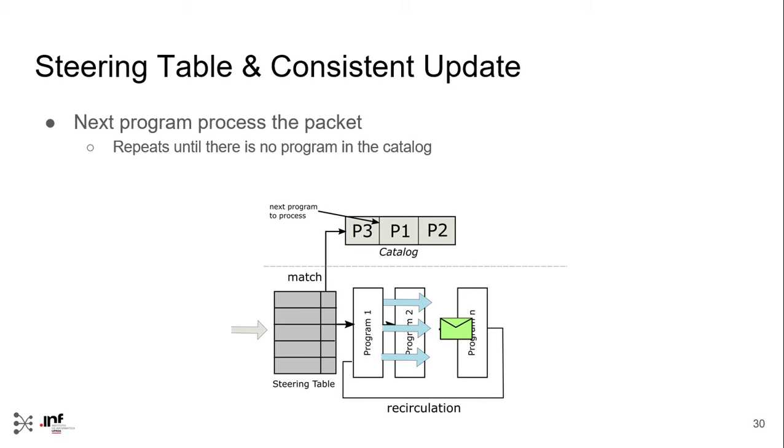Note that it is guaranteed that any subsequent update of the steering table will not impact a packet being processed, ensuring that no packet will see an intermediary state. Subsequent updates will only apply to next packets.